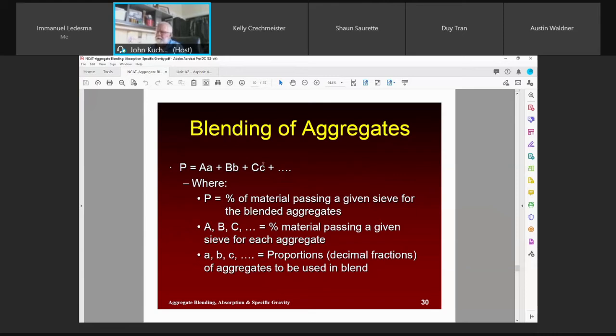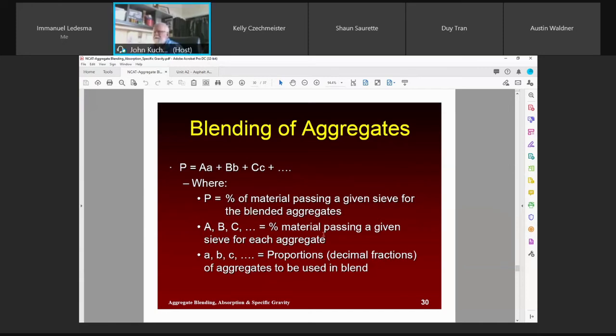So in this formula, we can see 3 things. We got lowercase a, lowercase b, and lowercase c. Well, P, first of all, is trying to determine what's the percent passing on any given size of the blended material. Okay, you got 4 aggregates. You blend them, you want a blended percent passing 4.75, passing 2.36, passing 19 millimeter, whatever the case may be. P is the percent of material passing a given size for the blended aggregate.